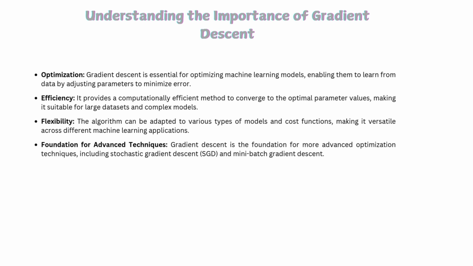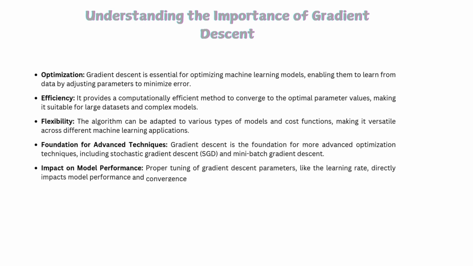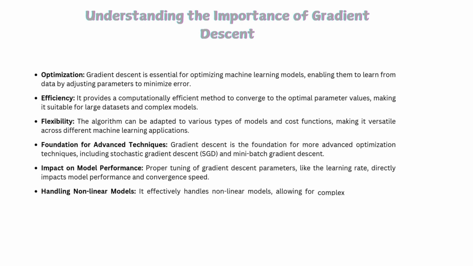The influence of gradient descent on model performance is profound. The careful adjustment of parameters, such as the learning rate, directly affects the convergence rate and overall accuracy of the model. Furthermore, gradient descent is proficient at managing nonlinear models, enabling the identification of complex patterns in the data. Overall, gradient descent is an indispensable tool for machine learning practitioners, driving the optimization of models and improving their predictive abilities. Now, let's explore the concept of gradients, which are fundamental to the workings of gradient descent.